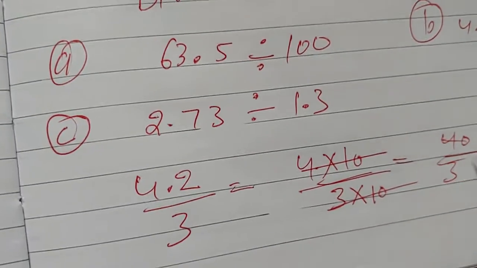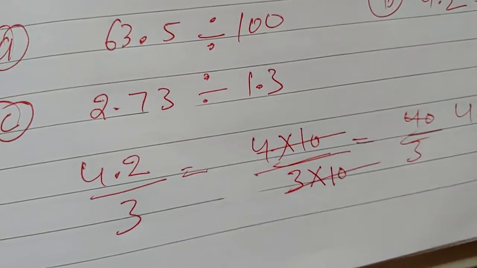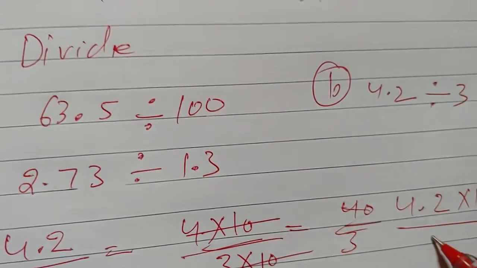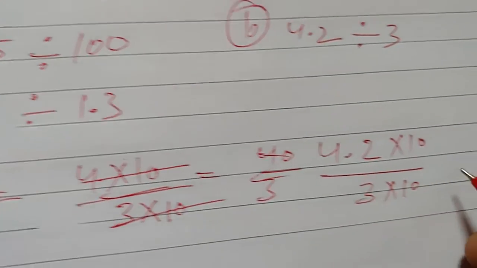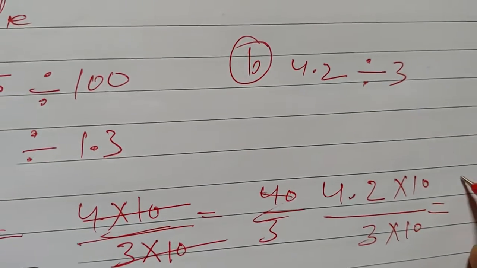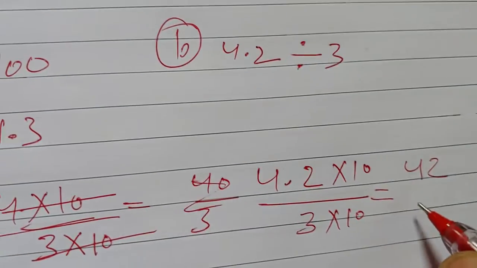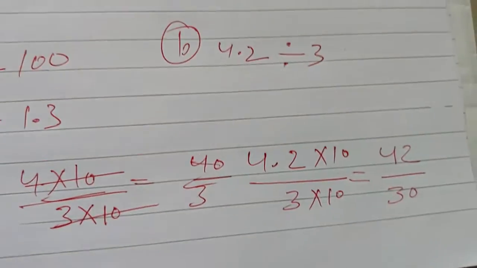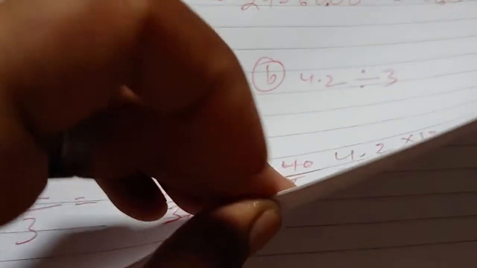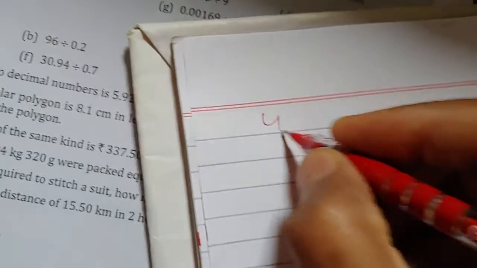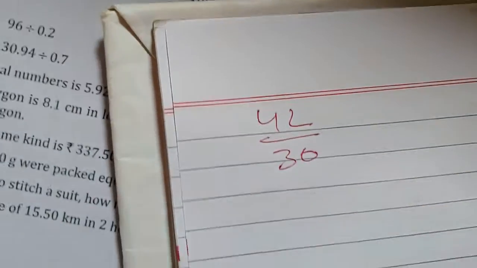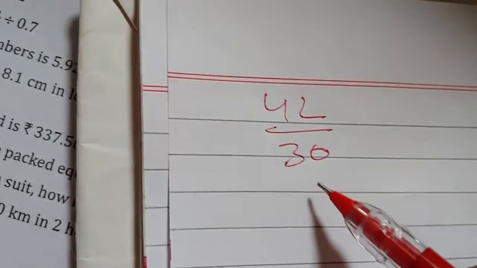4.2 multiplied by 10 upon 3 multiplied by 10, in order to balance it. Next, 4.2 will be converted into 42 and 3 will be converted into 30. Now this is your actual division: 42 upon 30. Remember, 42 upon 30. Now taking help from multiples and factors, remember this is 42 and this is 30.